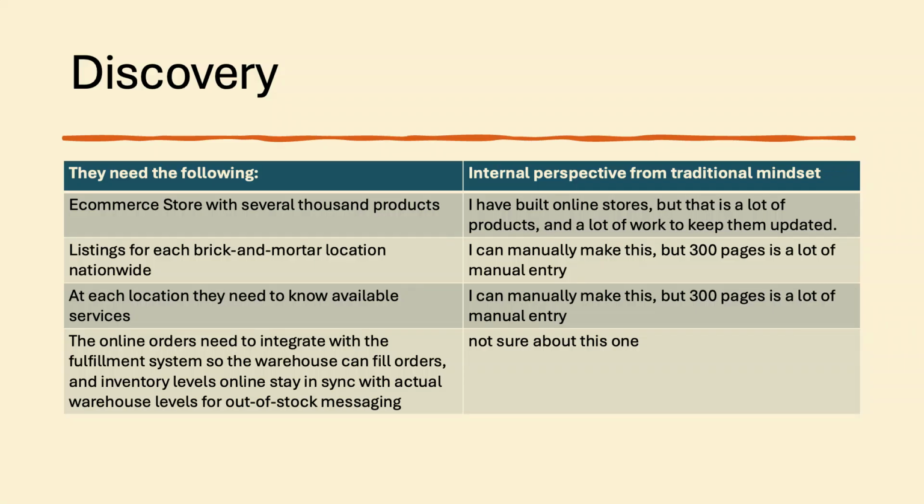The next requirement that they ask you is that the online orders need to integrate with a fulfillment system so the warehouse can fill the orders and the inventory levels online stay in sync with actual warehouse levels for out-of-stock messaging. So I'm sure you've been online and you've seen, oh, that product I wanted to order is out of stock. That's helpful for you. It's helpful for the business because they're not selling orders for products they can't supply. So they want to have that capability so it makes a better customer experience and it helps them manage their business.